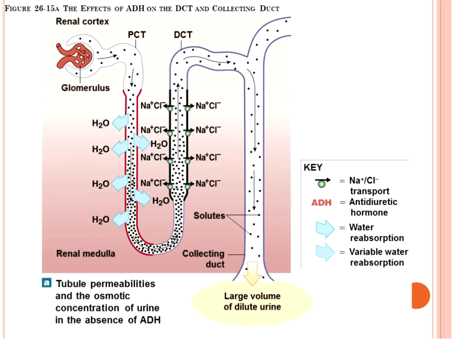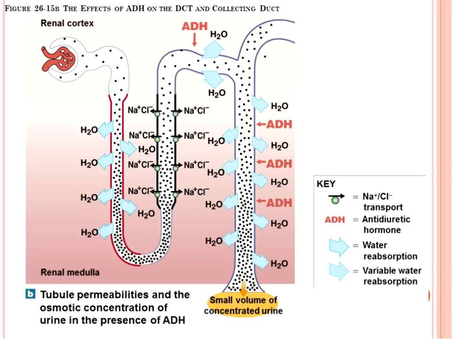So this is a picture that we've seen a couple of times before. Basically, the only thing that's changed is that we're looking at antidiuretic hormone. This is the effects of antidiuretic hormone: when it's not present, we have large volumes of very dilute urine because we're not reclaiming as much water. Notice that there's no water reabsorption happening along here. Whereas in the presence of antidiuretic hormone, we have lots of water reabsorption happening, so there's a smaller volume of concentrated urine.